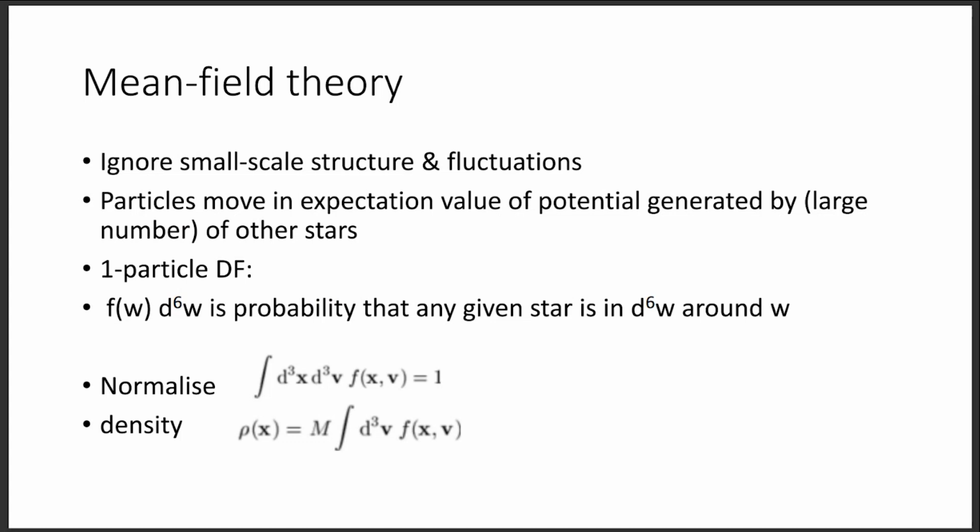And that's what we call mean field theory. So we're going to ignore small scale structure and fluctuations. We're going to focus on the larger scales because we know gravitational forces are generated on large scales and not sensitive to what's happening on small scales. And we will come back later to talk about how such fluctuations as arise cause the system to evolve from one mean field model to another mean field model.